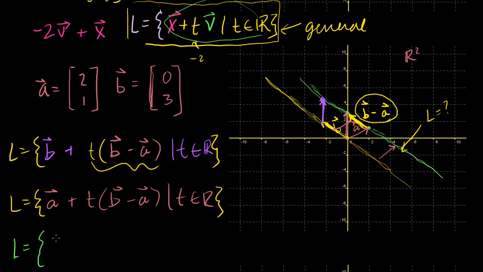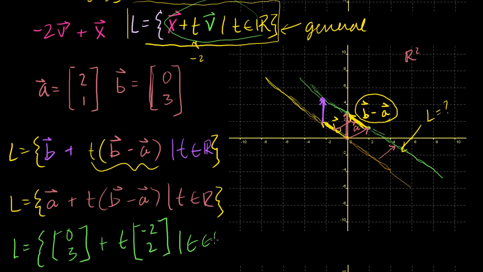vector b, so it's the vector 0, 3, plus t times the vector b minus a. Well, what's b minus a? 0 minus 2 is minus 2. 3 minus 1 is 2. t is a member of the reals. Now, if this still seems like a convoluted set definition for you, I could write it in terms that you might recognize better.